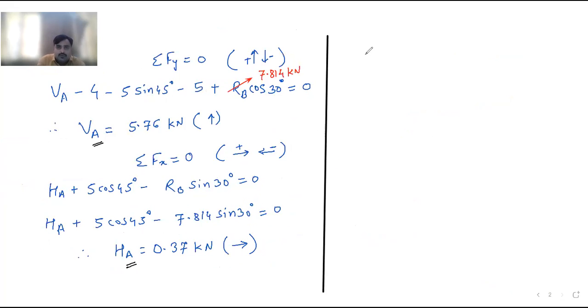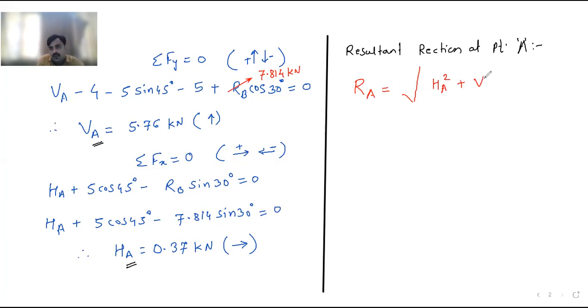So here we can write resultant reaction at point A. So now how to calculate that resultant reaction? So the formula is RA is equal to under root HA square plus VA square.